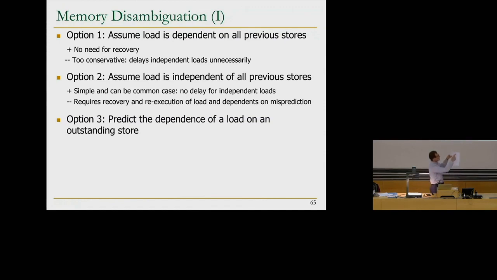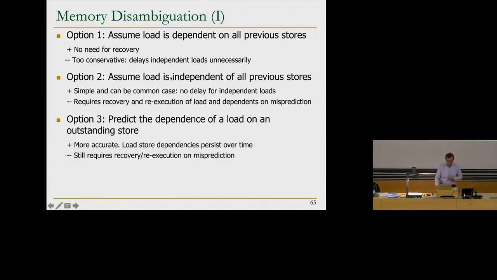When this store computes its address, it needs to check whether there was a load that actually assumed that it was independent of the store. So that's a mess. Basically, it requires recovery and re-execution of the load. So existing machines actually flush the pipeline whenever they're wrong.